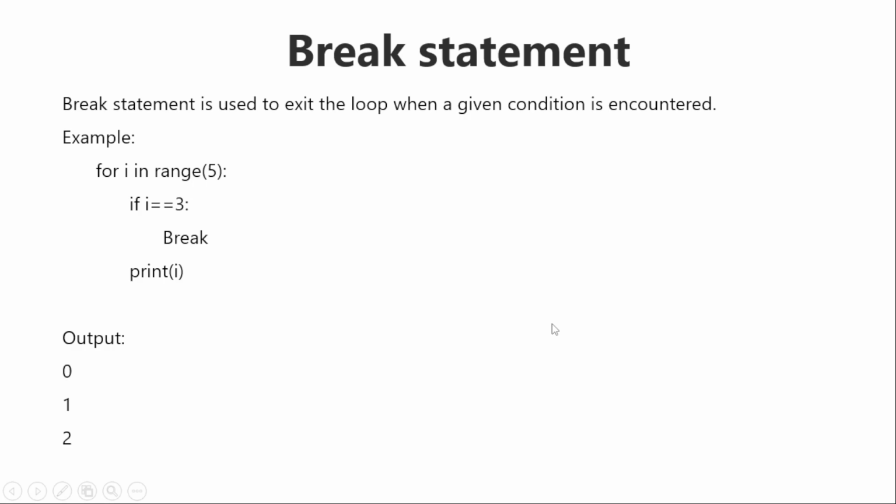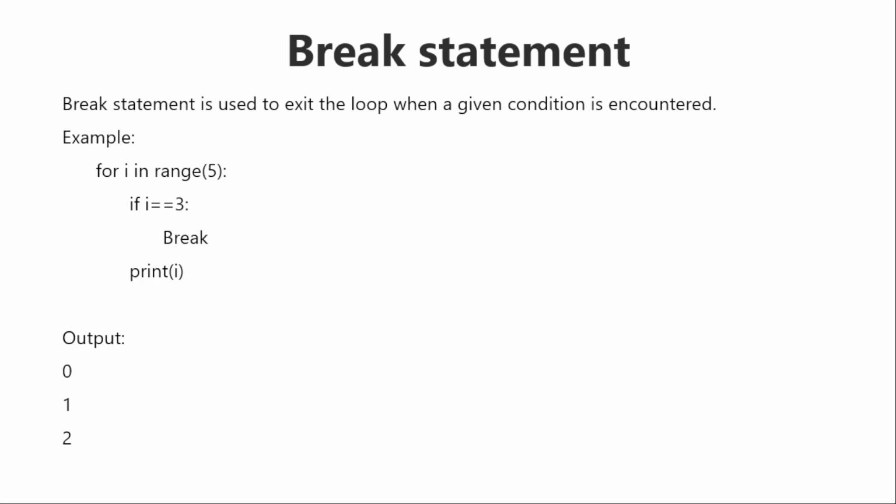Let us start with control statements of iterative loops. So first we can take break statements. The break statement is used to exit the loop when a given condition is encountered. If a given condition is true, then the break statement will exit the loop. So that is the description of the break statement.